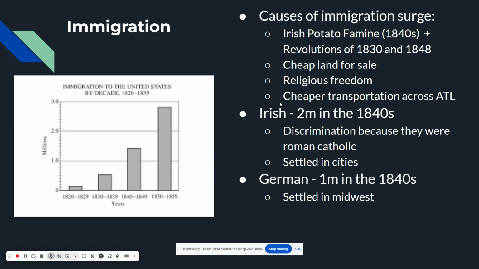Specifically, there are two groups, the Irish and the Germans. Around 2 million Irish will immigrate to the United States in the 1840s, and we see high discrimination rates because they were Roman Catholic. The Irish will generally settle in northeast cities. The other group would be Germans, around 1 million in the 1840s, and they predominantly were wealthier and could afford to buy land in the Midwest. So think Ohio, Michigan, Illinois, and Indiana.